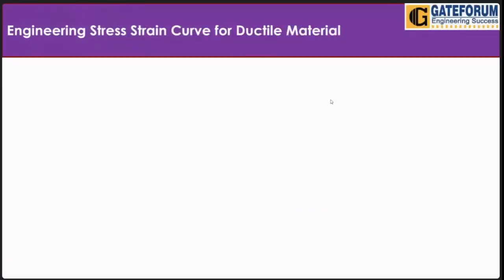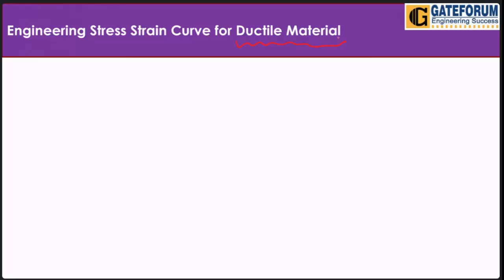Here, the engineering stress strain curve for ductile material. We are going for ductile material because in our syllabus, mostly questions will be from ductile materials only. But at the last, I will discuss brittle material also. Okay, so first of all, what is ductile material? A ductile material is a material which can be elongated much.